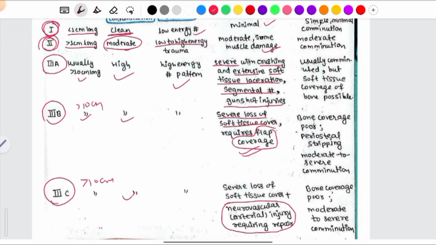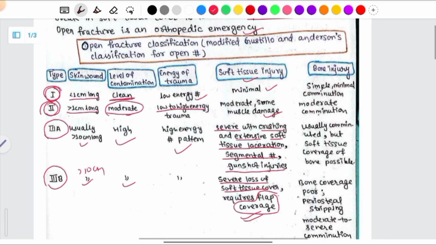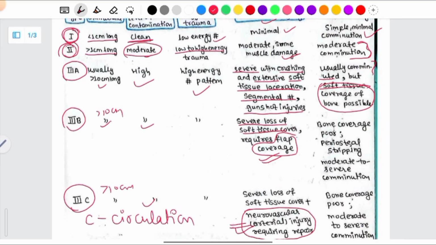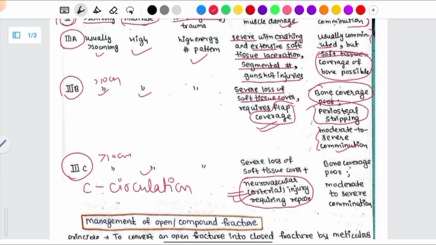In type 3C there is neurovascular and arterial injury requiring repair, that is, circulation damage. For bone injury, in type 1 there is simple fracture with minimal comminution, in type 2 moderate comminution, and in type 3A usually comminuted but soft tissue coverage of the bone is possible. In type 3B, bone coverage is poor, with periosteal stripping and moderate to severe comminution. In type 3C, bone coverage is also poor, with moderate to severe comminution.